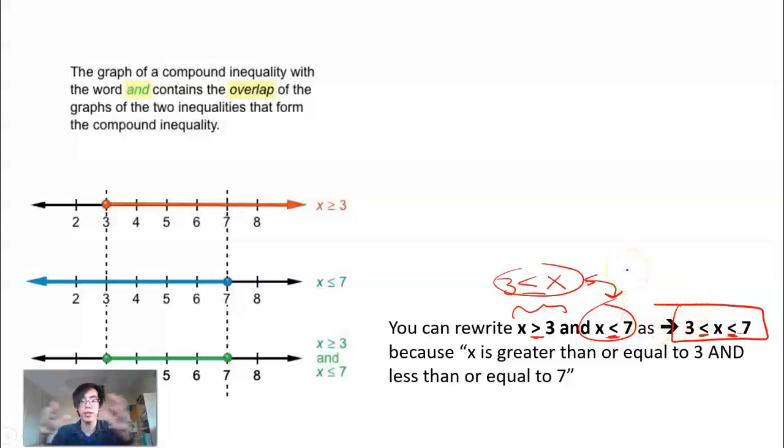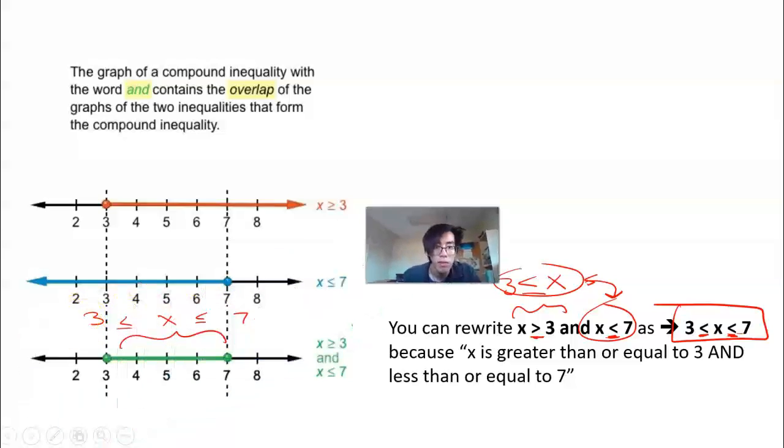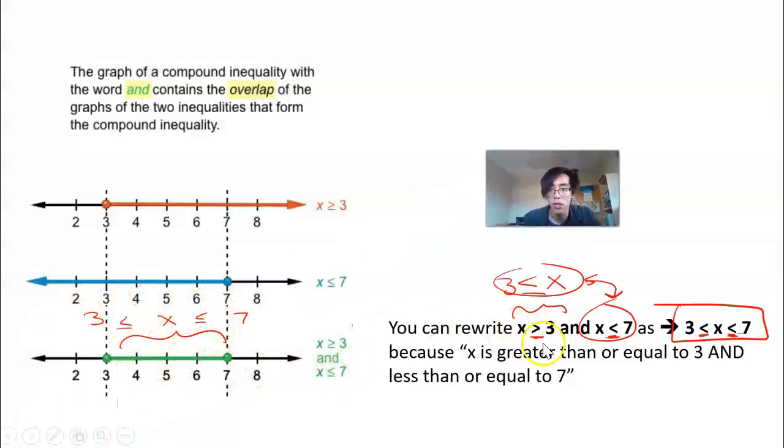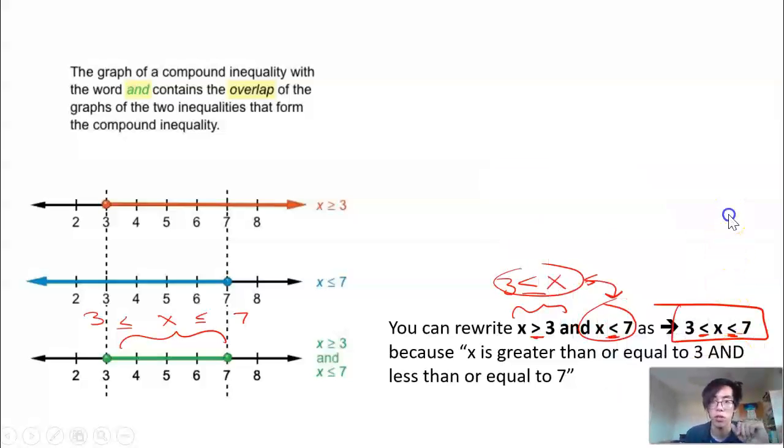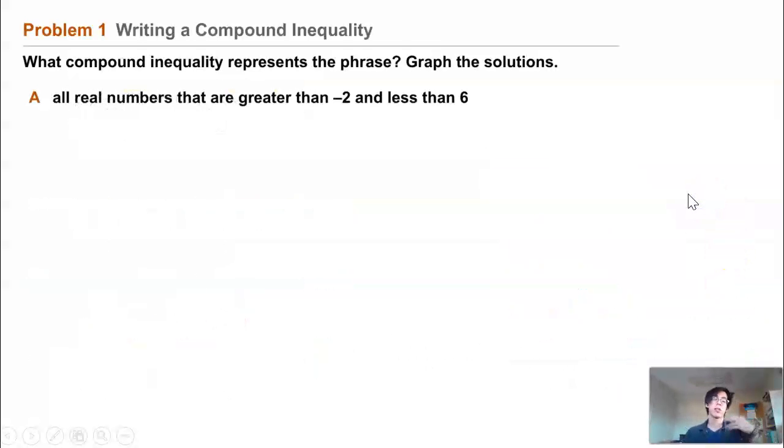So x is squeezed right in between, just like as we see here, between 3 and 7. That's another way to write it. So just keep a heads up for that when you're doing that problem, and that's one of your go-formative responses. Two ways to write an and statement for compound inequalities. All right, so let's look at some examples, folks.